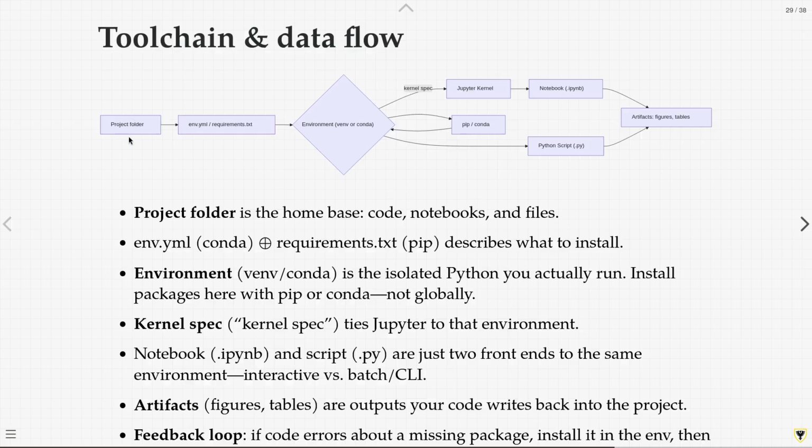So the project folder is where you have your assignment, your code. It's your home base. That's where your code, notebooks, and files live. You have an environment, say with conda, defined by a YAML file or a requirements file produced from pip. Then you have the actual environment, which has Python actually running. This is where packages are installed. It's just local, not global. This will produce a kernel specification. It'll have particular versions of tools that you use to install libraries in this environment.